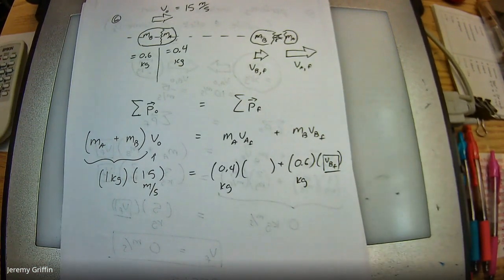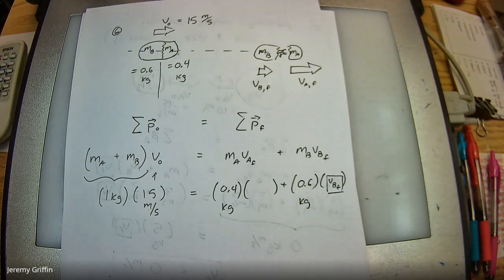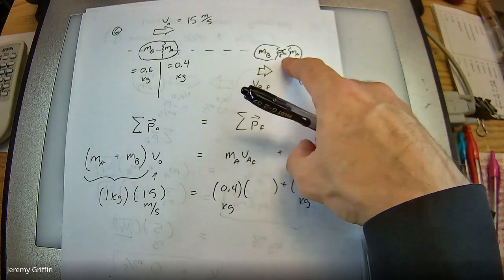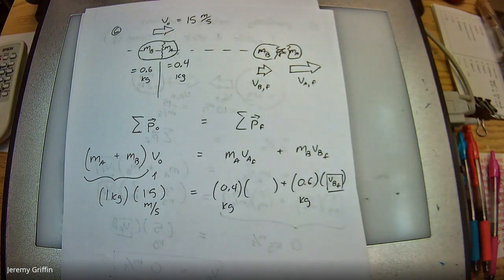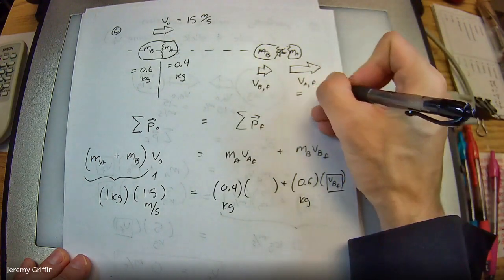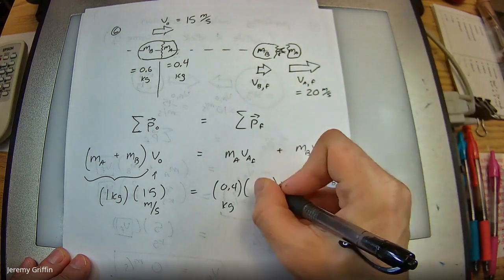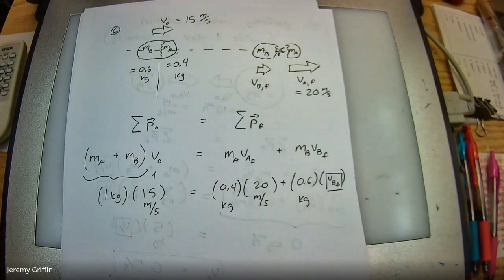Okay. You see, we're running into the situation we ran into before, where I didn't give you enough information. You'd have to know one more thing, which would be somehow related to this explosion. You have to know the final velocity of one of these pieces. So I'll give you one of them. Let's call this number right here, VA final, 20 meters per second. That's going to go in right here, 20 meters per second. Okay, now we can solve for VB final.